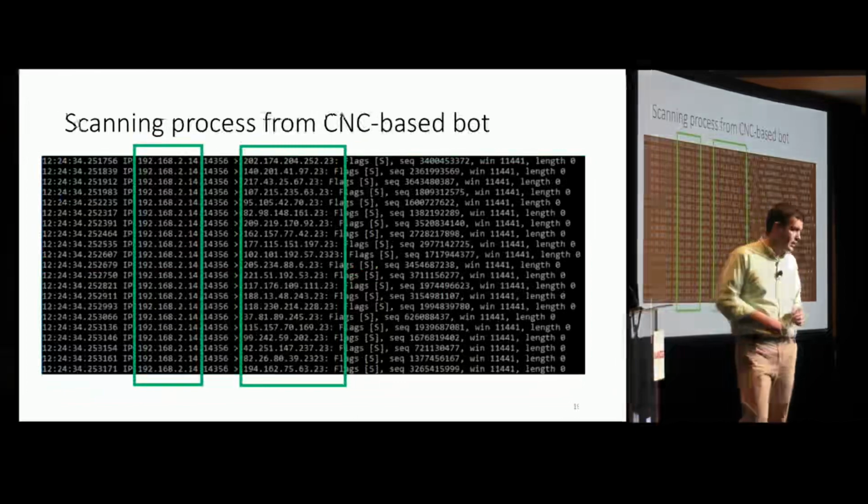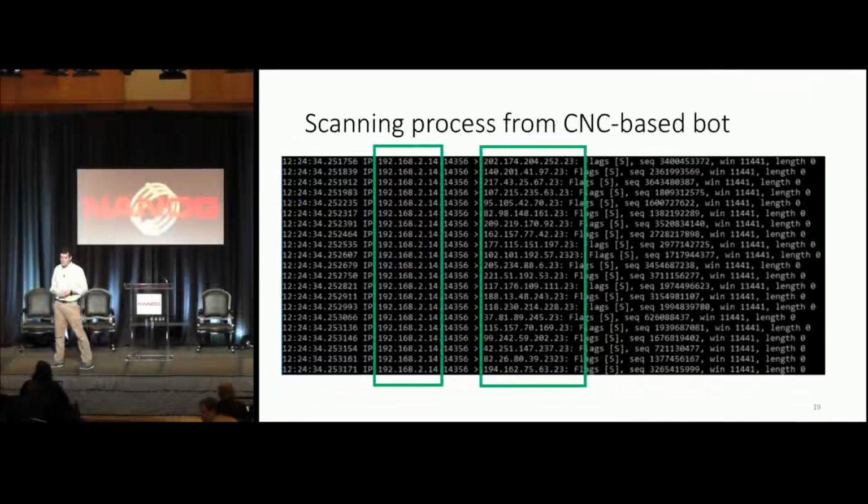Very quickly, I've got all of these IP addresses that I'm scanning from, in this case my bot at 192.168.2.14. As you can see, it's scanning all of these IPs on port 23, and here's an example of 23.23. So immediately out of the box, it has begun its process.